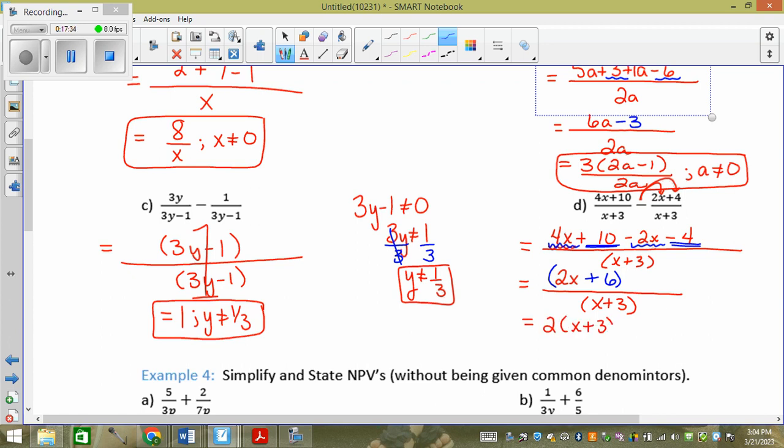Remember, x plus 3 can't equal 0. x can't equal negative 3. Chop, chop. We cancel. And I'm left with 2. x can't equal negative 3.